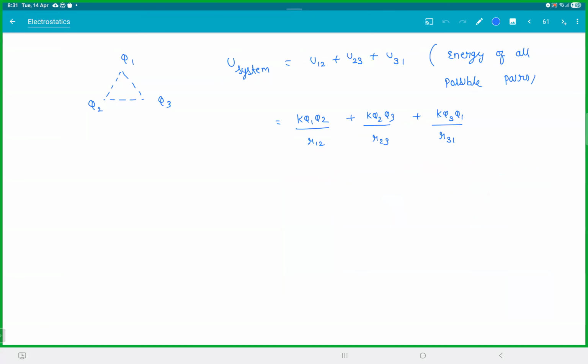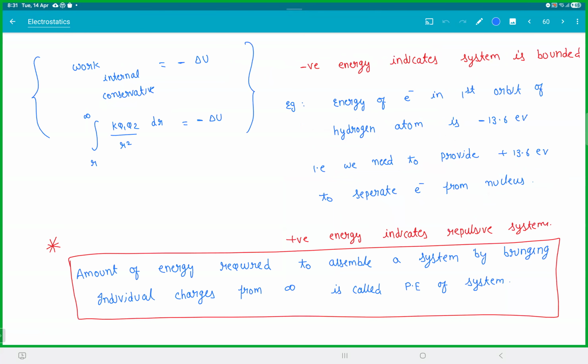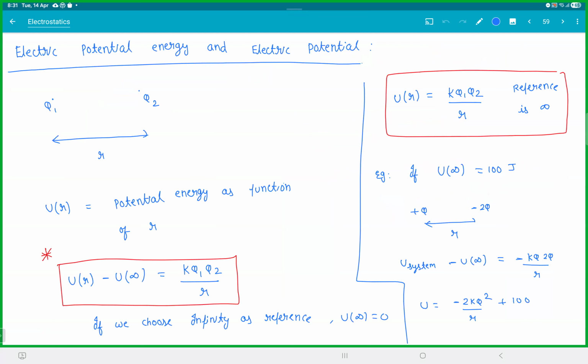Great. So last thing that we did, we started with the potential energy. So this was the formula there. If you have two particles and the distance between them is r, the potential energy is given by k q1 q2 by r.